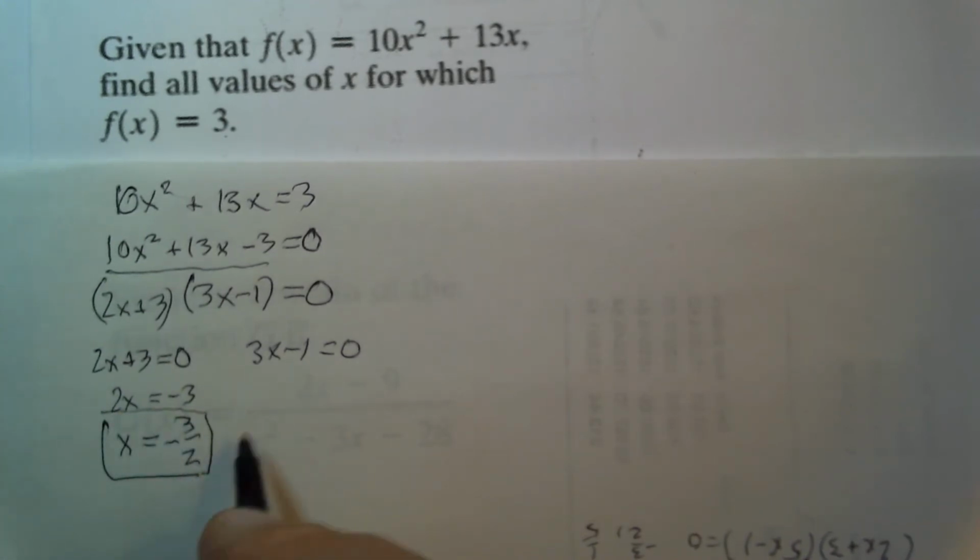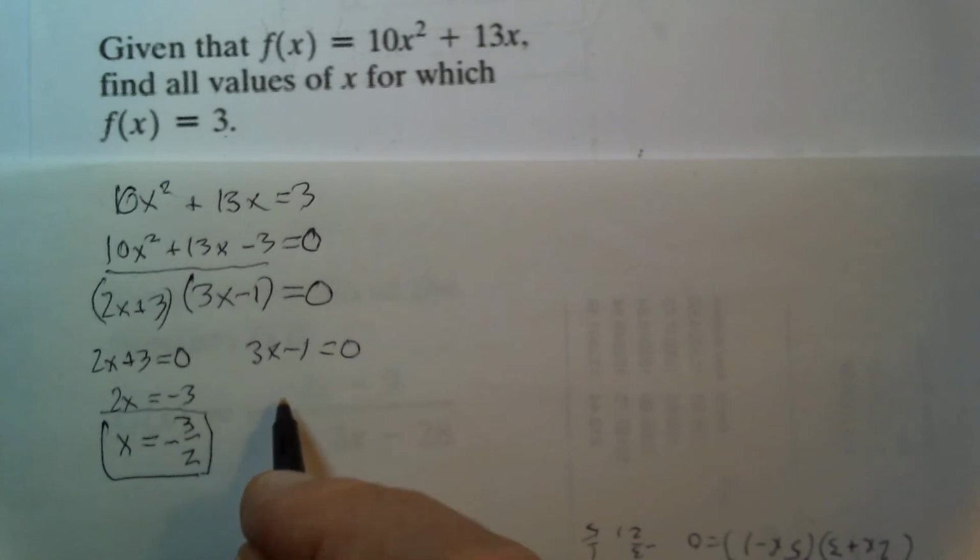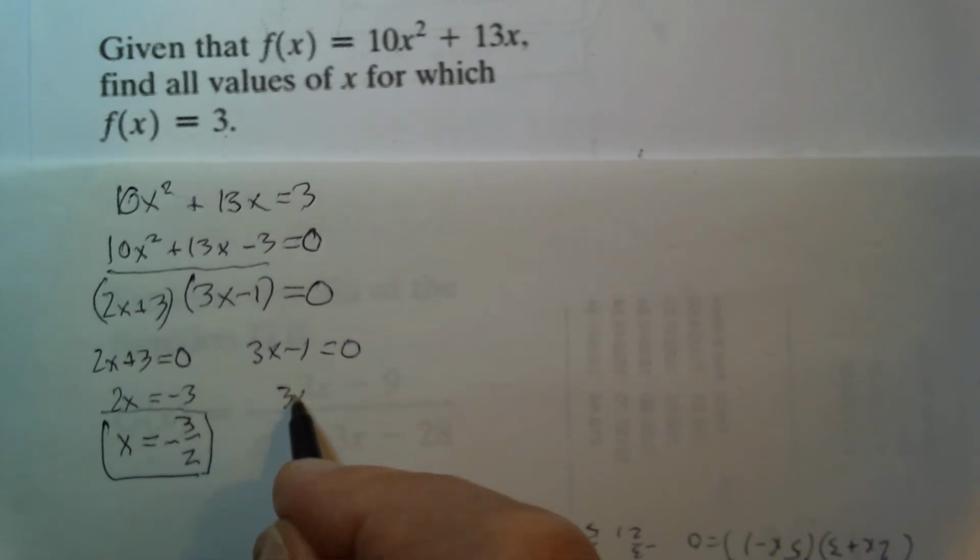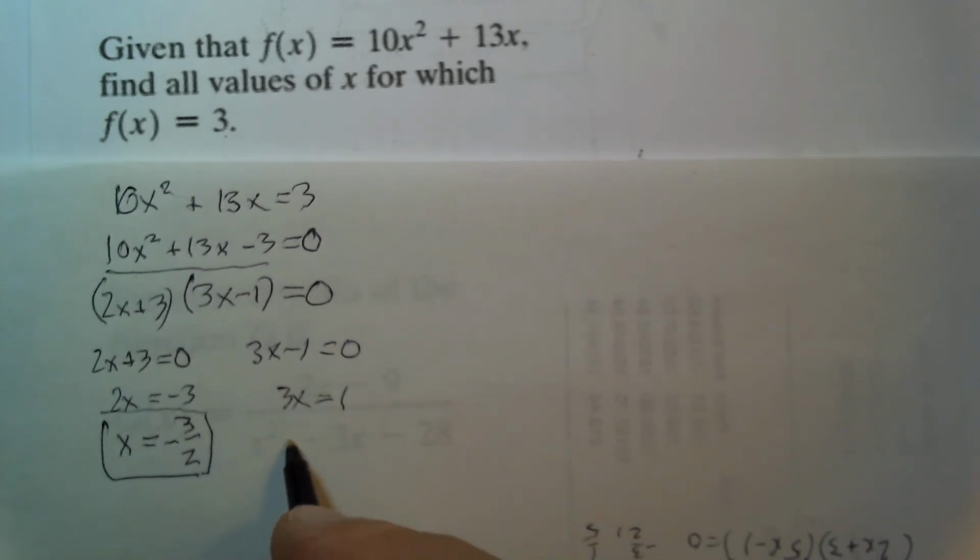3 divided by 2. And this one now we add 1 to both sides. So 3x equals 1, or x equals 1/3. So those are the two solutions.